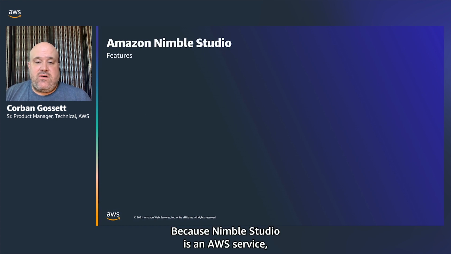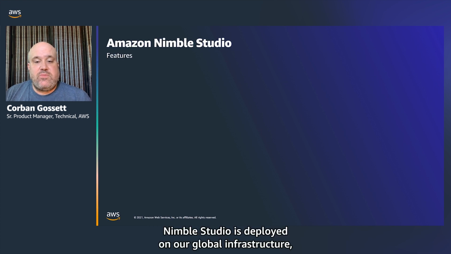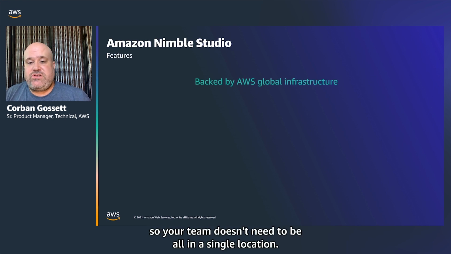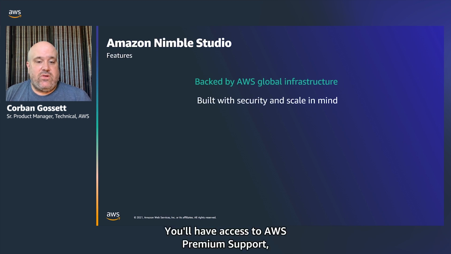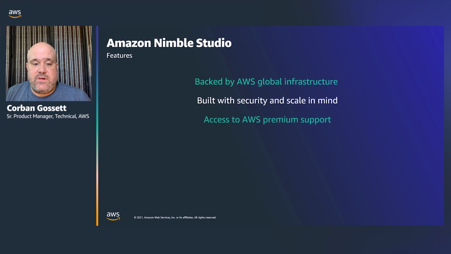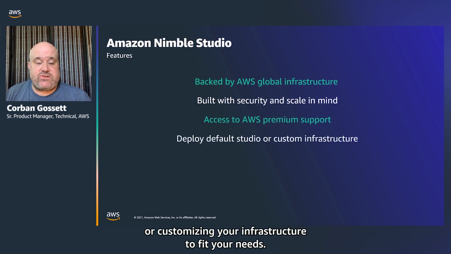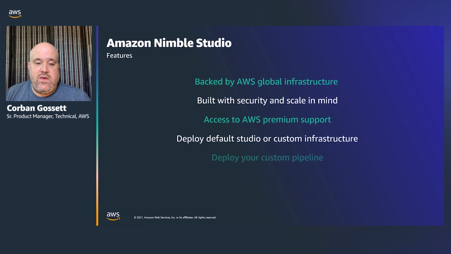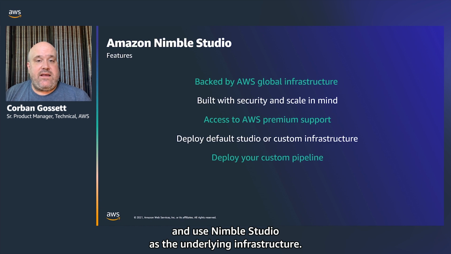Because Nimble Studio is an AWS service, it comes with key features you'd expect out of any AWS product. Nimble Studio is deployed on our global infrastructure, so your team doesn't need to be all in a single location. AWS has the highest security standards, and we always build with scale in mind. You'll have access to AWS Premium Support, and you have the option of deploying a default studio infrastructure or customizing your infrastructure to fit your needs. You can deploy your studio's custom pipeline and use Nimble Studio as the underlying infrastructure.